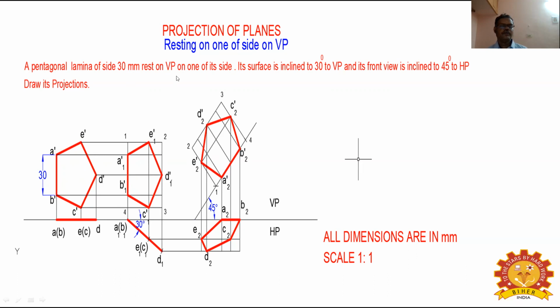In the second step, the surface is inclined 30 degrees to VP. Therefore, mark A1, B1 and draw a 30 degree line.